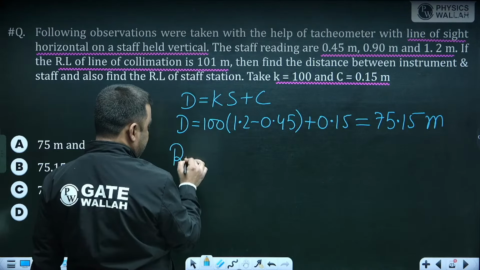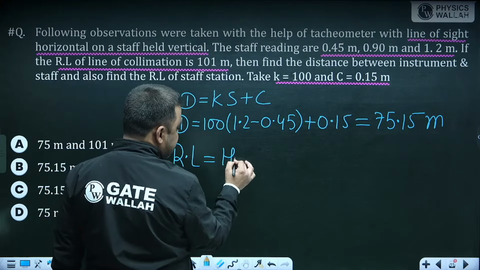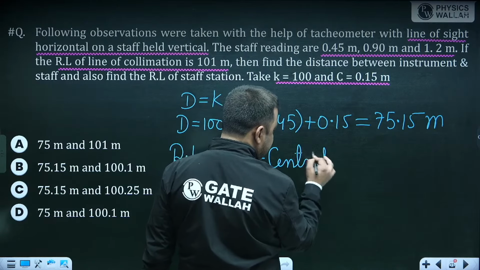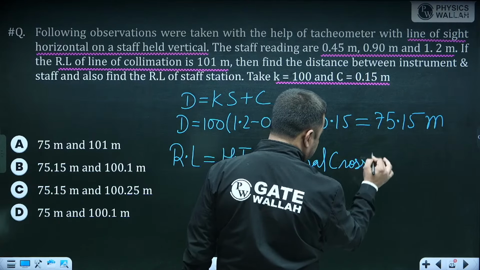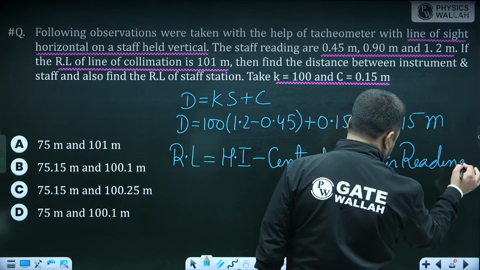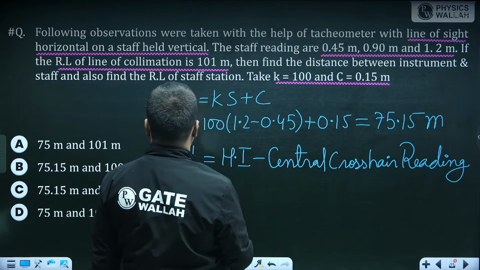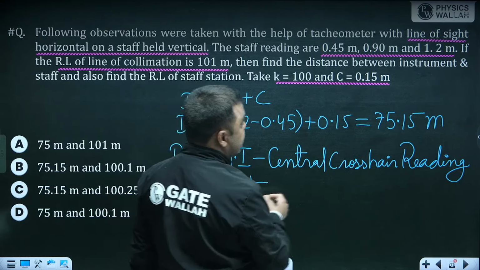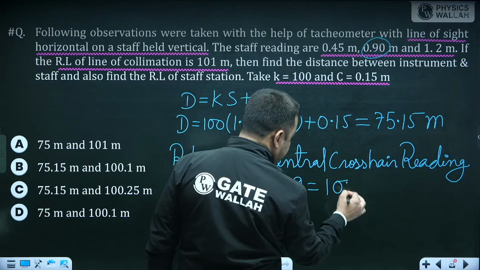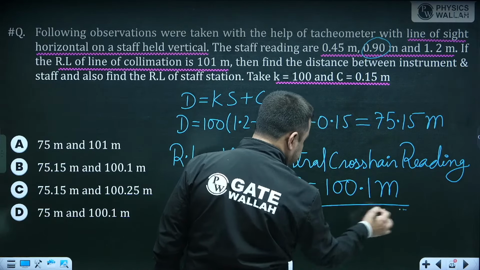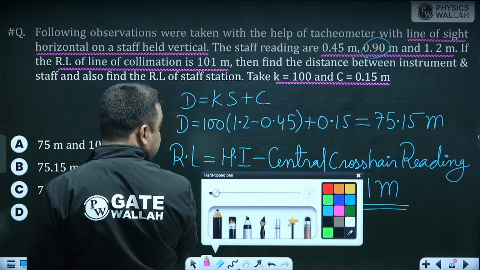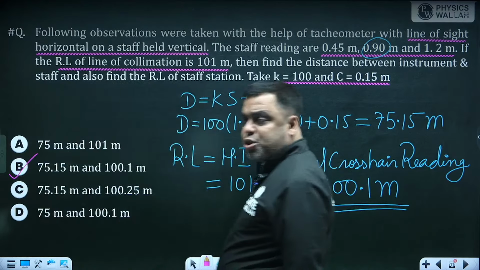Now, RL would be how much? HI minus the central crosshair reading. HI is 101 minus the central crosshair reading of 0.9. So it would be 100.1 meters. The answer is option B.